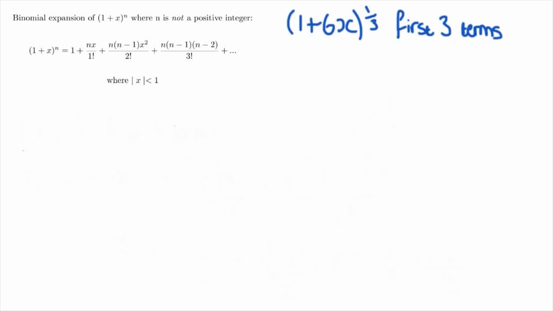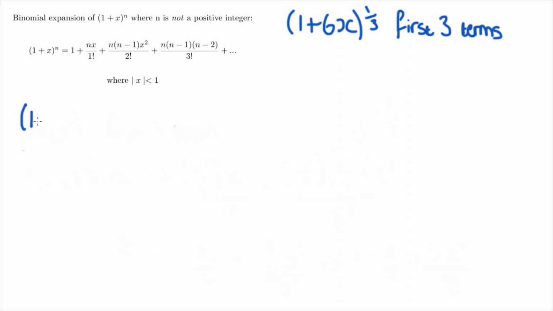Alright, we're going to move on to a second slightly harder example. So this time it wants us to do the binomial expansion of 1 plus 6x to the power a third, and we want the first three terms. So we can see here that this isn't in the form 1 plus x to the n, because we have a 6 in front of the x. So I'm just going to show you how we can do the expansion this time.